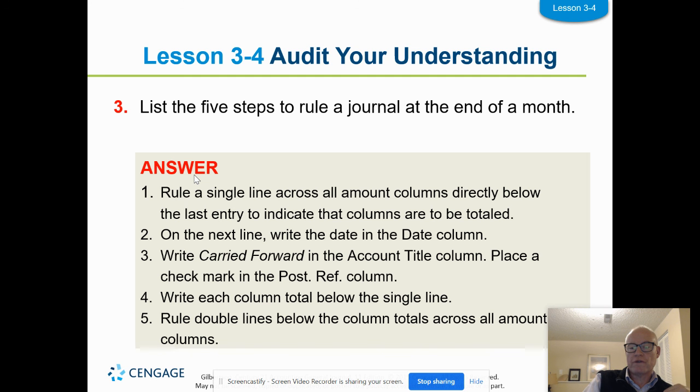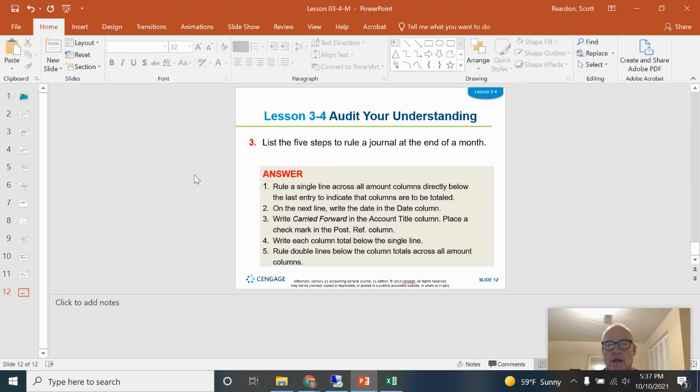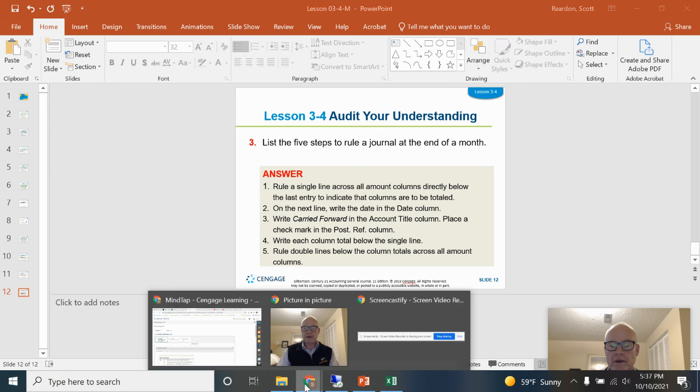Place a check mark in the post reference column. Write each column total below the single line. Rule double lines below the column totals all across to verify debits equal credits. Now, I feel like I'm a little bit stuck here because this shouldn't be the end of the month. If it was the end of the month, we would say write totals in the account column title, like we just worked through. Here, when we say carried forward, we'd have to go to the next page and say brought forward and bring all those account column titles forward. So that was a typo there. That was bad.